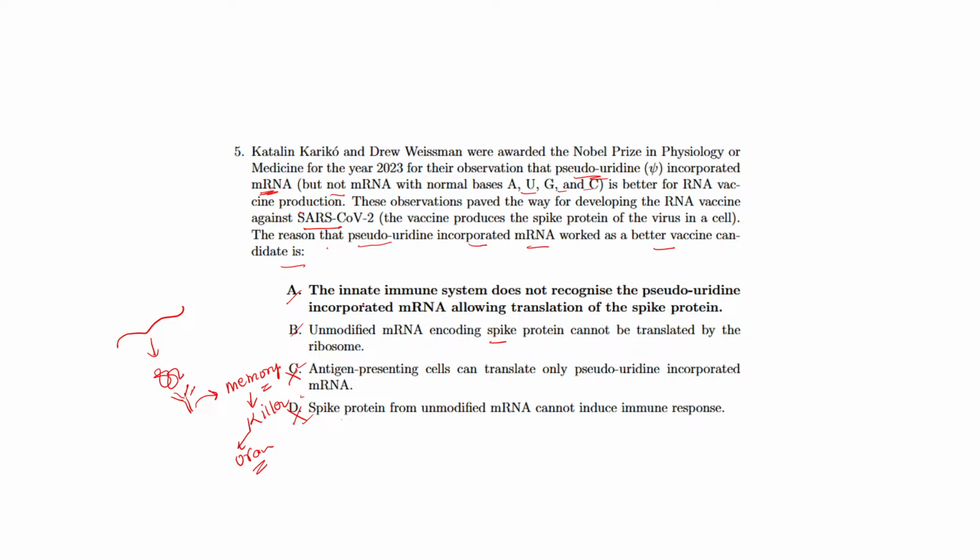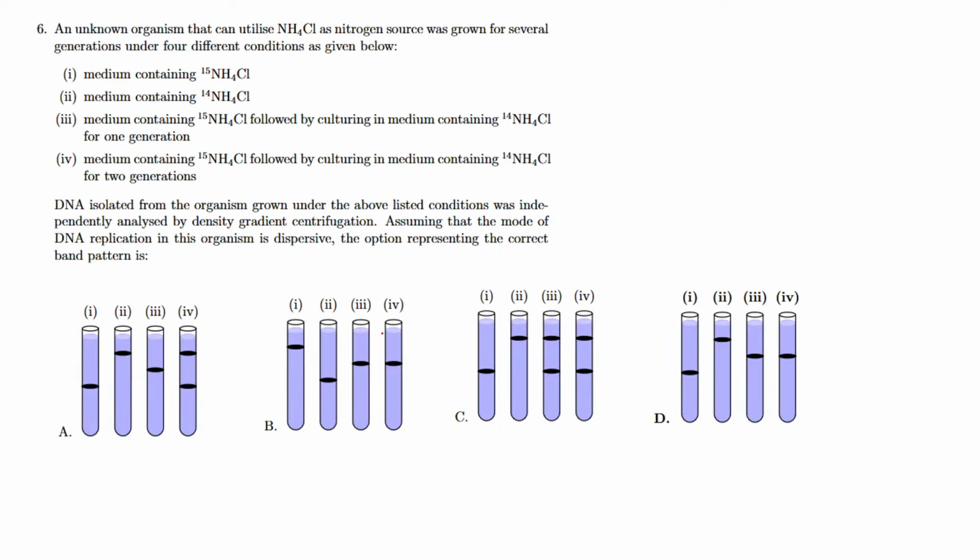So the first option says that the innate immunity system does not recognize the pseudouridine incorporated mRNA, allowing translation of the spike protein. This option is relatively correct compared to the other three options. So this option gets correct. So option A is correct for this question. Let's move to the next question.